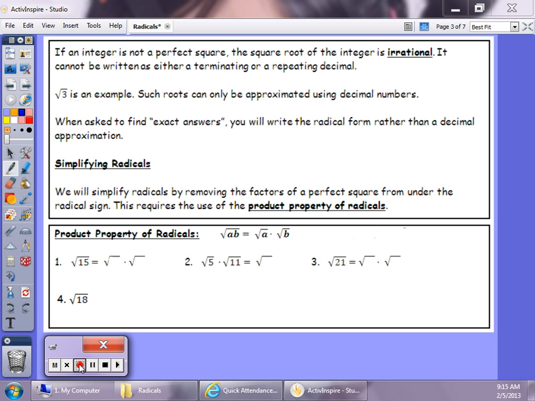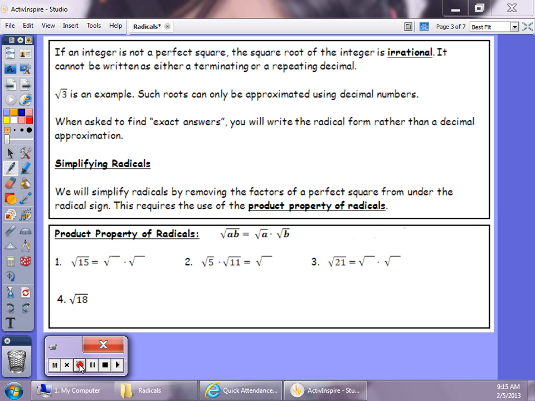So here's how we simplify radicals. We will simplify radicals by removing the factors of a perfect square from under the radical sign. This requires the use of the product property of radicals. The product property of radicals states that if you have a number, you may break that number up into two different radicals, one being a perfect square and one being the second factor that multiplies to the original root.